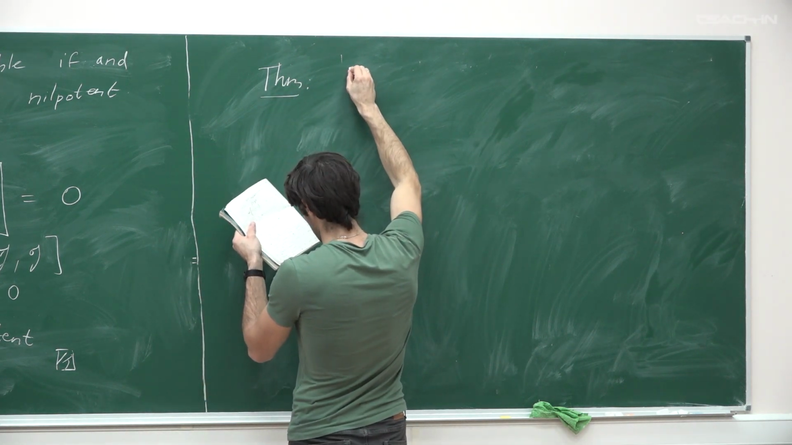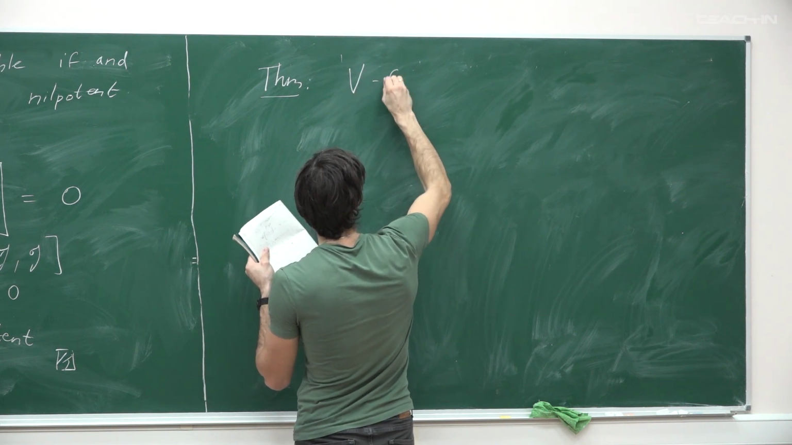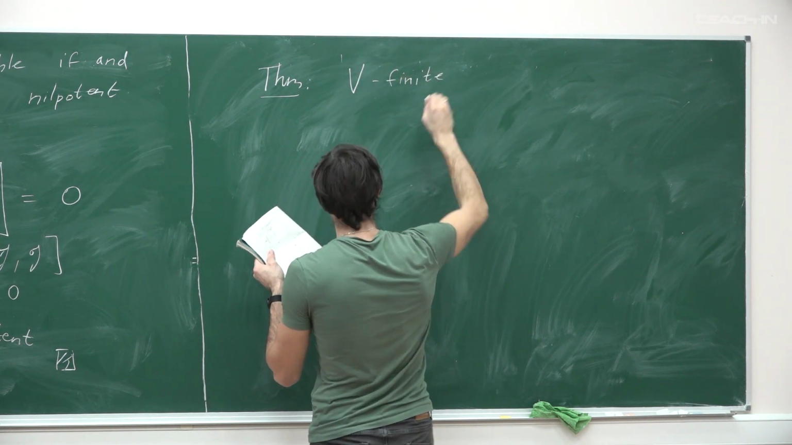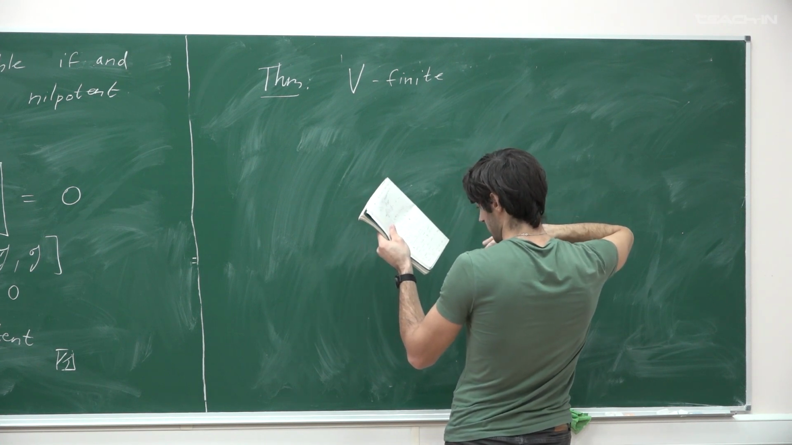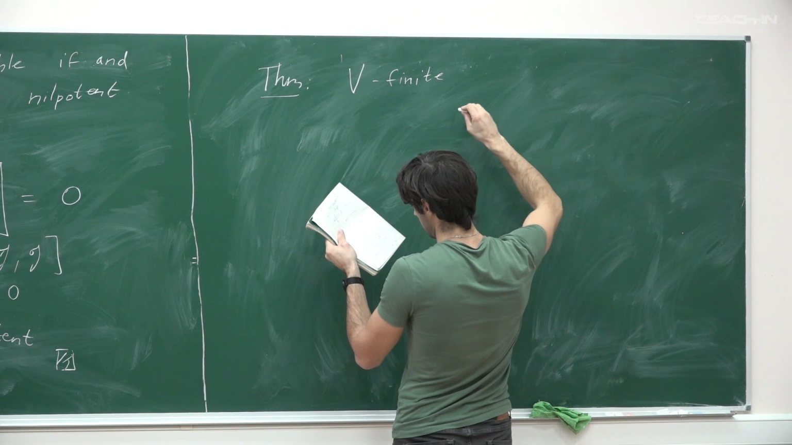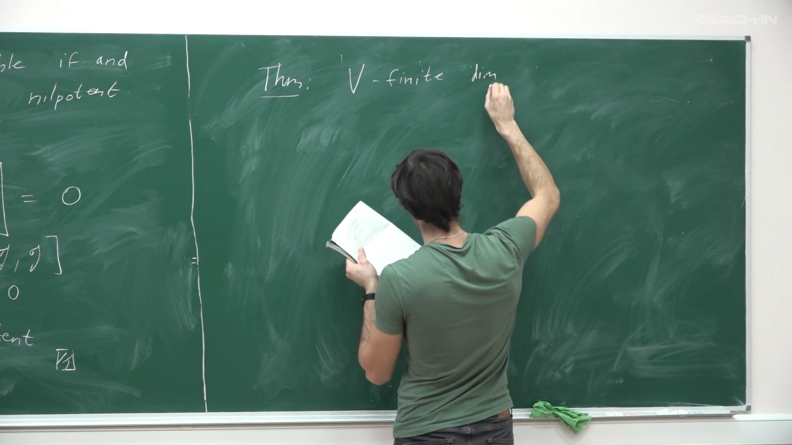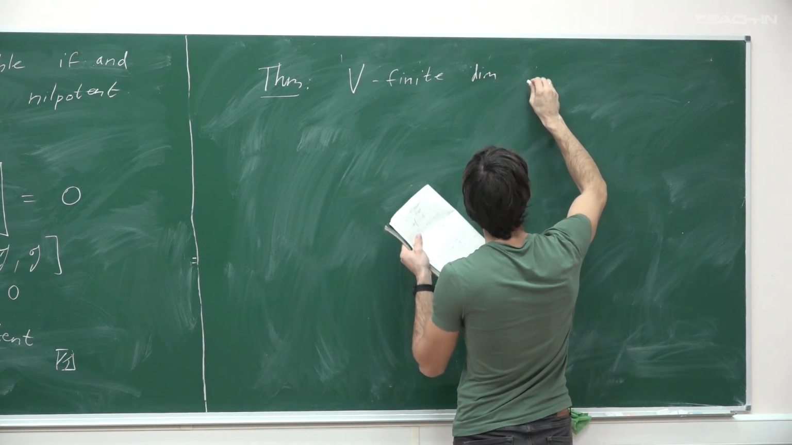So if V is, it's not more or less about nilpotent Lie algebra, but I mean, it's related. So V a finite dimensional vector space.